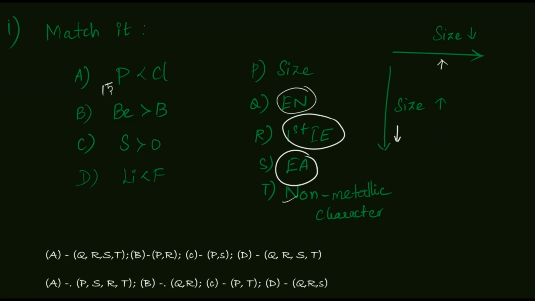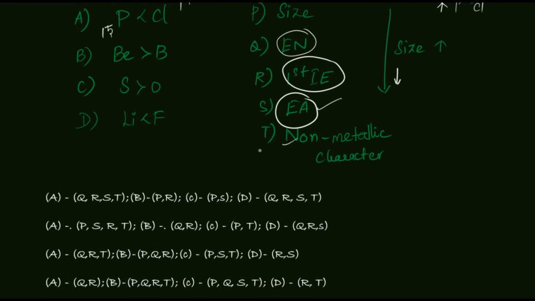In case of size, phosphorus is more than chlorine, isn't it? So let's say the phosphorus comes here and the chlorine goes here. So phosphorus has more size than the chlorine. And in case of electron affinity, it increases when we are moving left to right. So chlorine will have more electron affinity, and ionization enthalpy will also be more. Electronegativity and non-metallic character will also be more. So except the size, P, Q, R, S, T matches for A. Let's check it out.